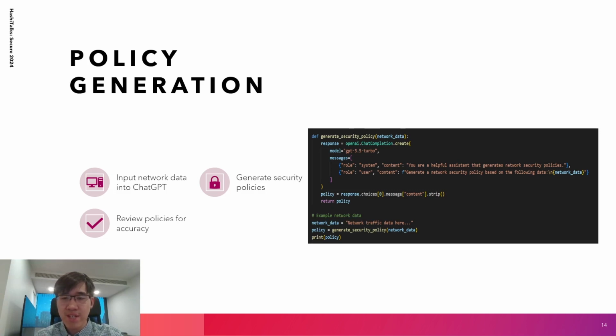Which in this case is generate a network security policy based on the following data. You can then put through the specific network data that you want to put through, and accordingly, you'll then return the response. So you will then return the policy. And what we can then do is just generate the network security policy and print out the policy for us to review before we then execute accordingly.